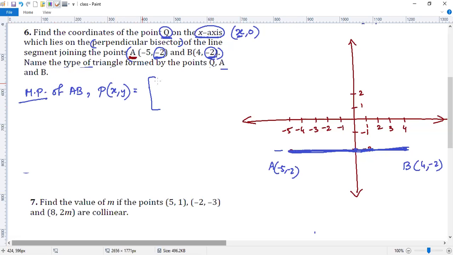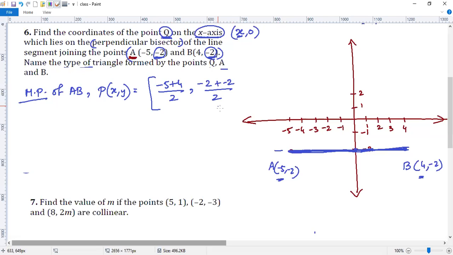How will you identify? You have to add up (x1 plus x2) by 2 and (y1 plus y2) by 2. You have to do the formula. So here, what is the x coordinate value? Minus 5. And here it is 4. So (minus 5 plus 4) by 2, comma, this one (minus 2 plus minus 2) divided by 2.